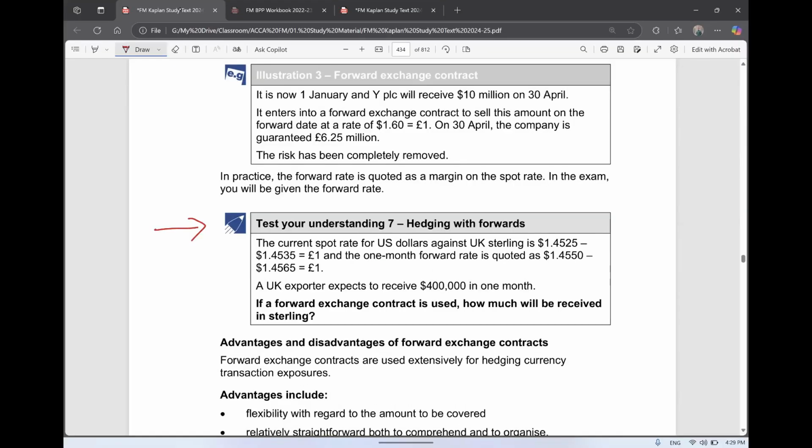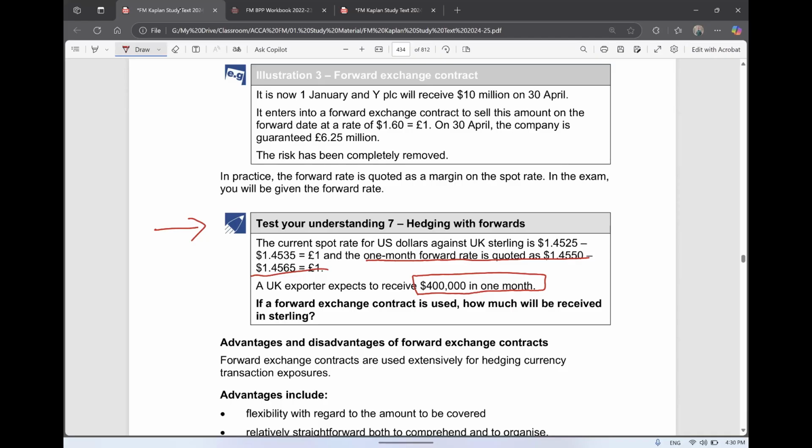The current spot rate of US dollar against UK sterling is this. Look, you have two rates given, and a 1 month forward rate is this. A UK exporter expects to receive $400,000 in 1 month. If the forward exchange rate is used, how much will be received in sterling? Okay, so don't use the spot rate now. Use the forward rate. Simple. The rate is given to you. The idea is the same. So how will you use it?